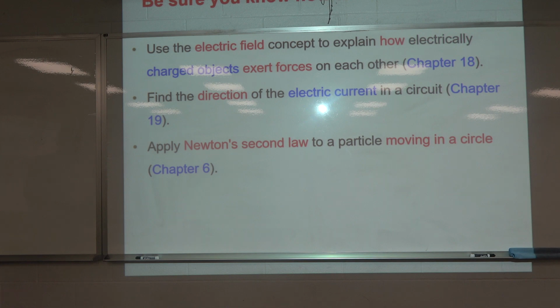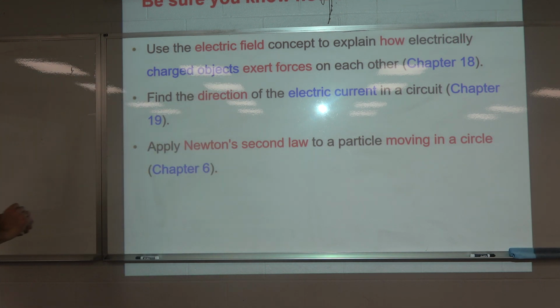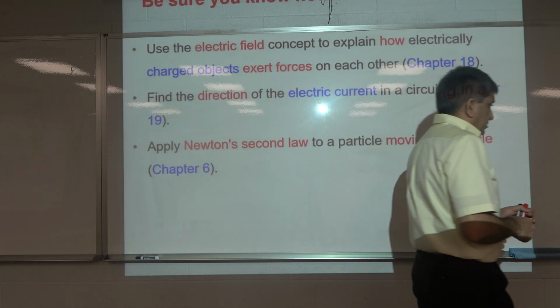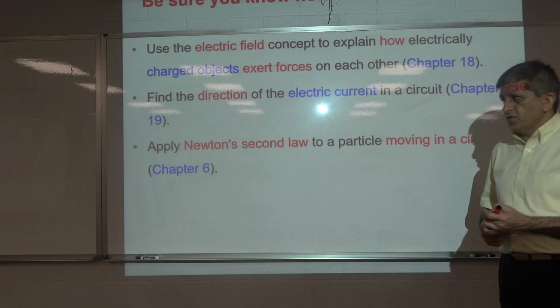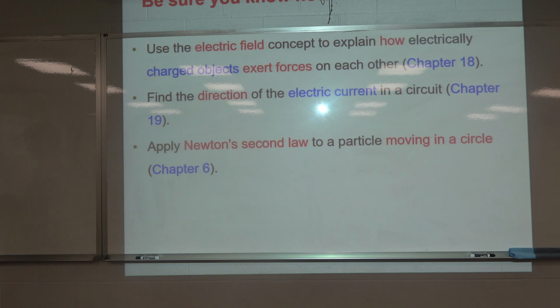But before I go further, make sure we know the following stuff. Remind ourselves about the electric field, which we talked about in chapters 17 and 18, basically. Then what are charged objects, and these charged objects provide the electric field, and you can find the presence of the electric field by the electrical forces, right? We need to also remind ourselves of the direction of the electric current in the circuit.